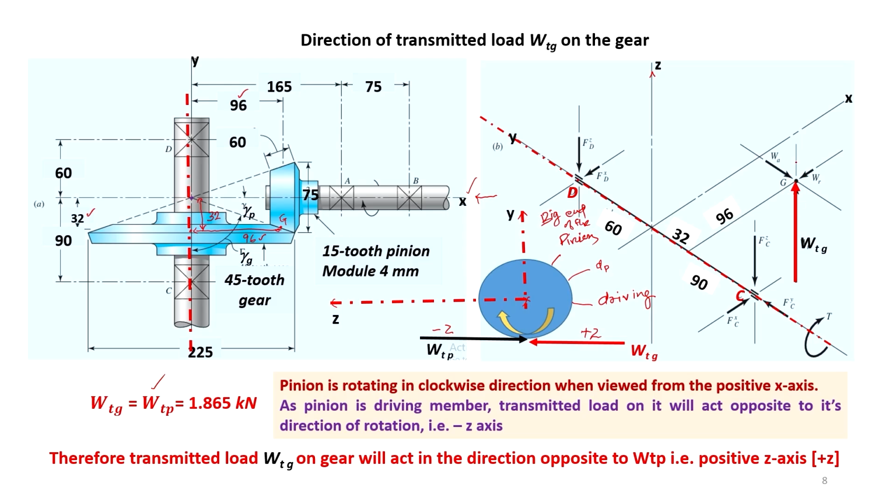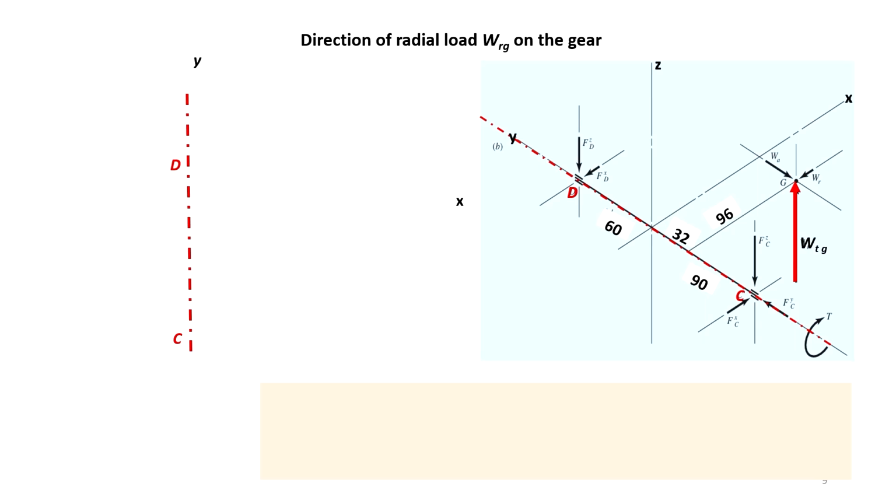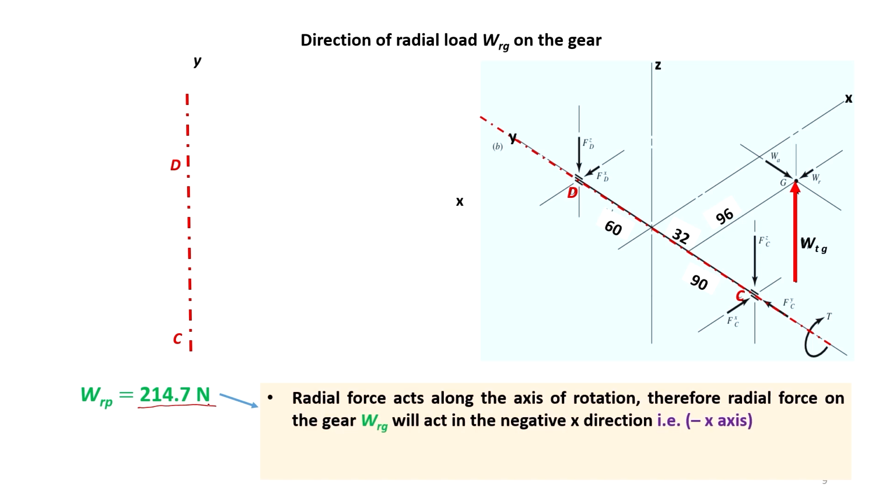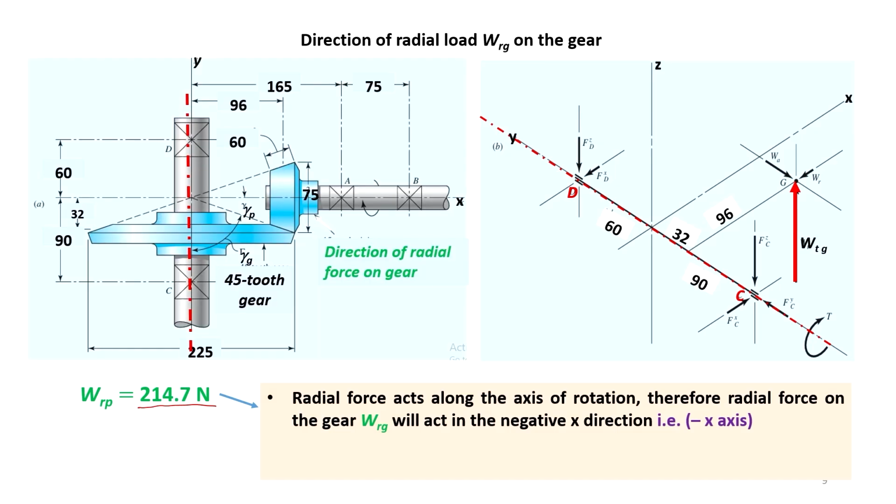Now, let us find the direction of radial force Wrg on the gear. Wrg, the magnitude was determined as 214.7 Newton. Now, the radial force acts along the axis of rotation. Therefore, radial force on the gear Wrg will act in the negative x direction. The radial force always acts along the axis of rotation.